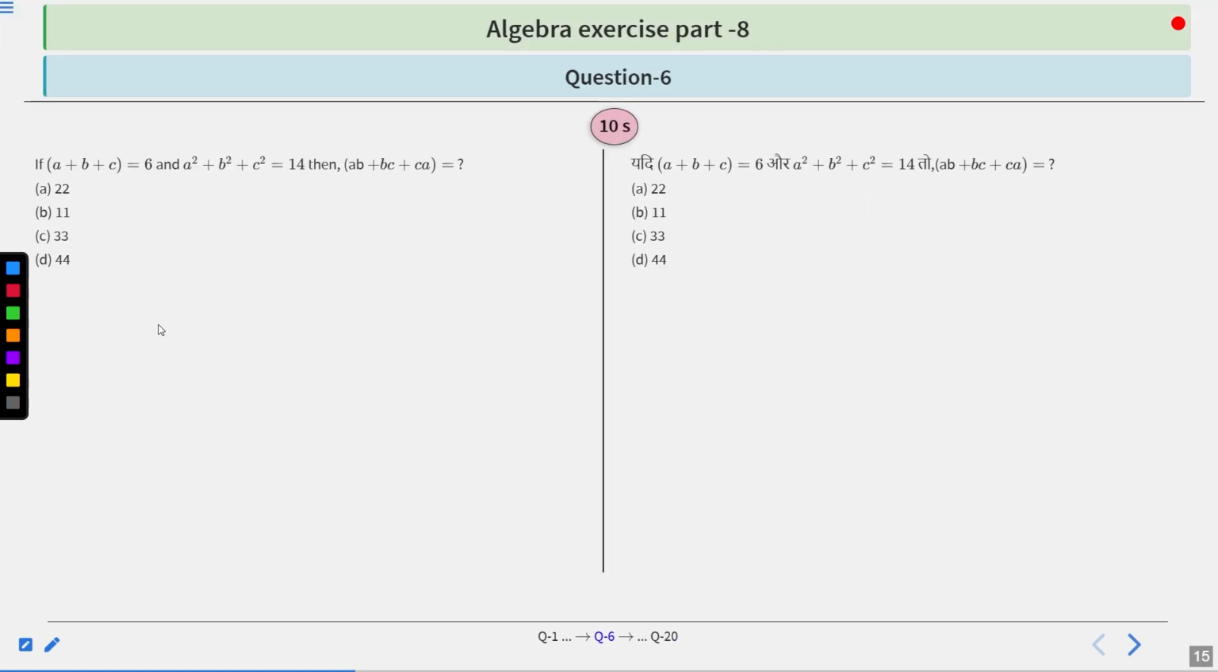Next, if A plus B plus C is equal to 6 and A square plus B square plus C square is equal to 14, then we have to find AB plus BC plus CA. And options are option A 22, option B 11, option C 33 and option D 44. These are the options.